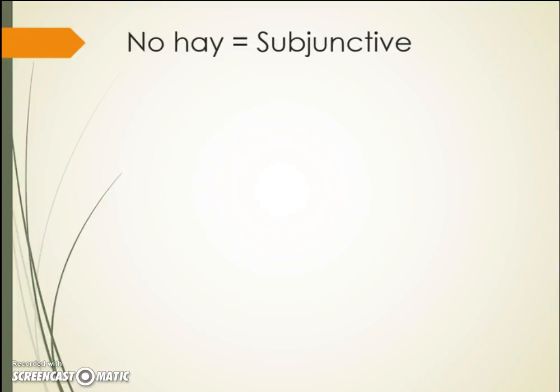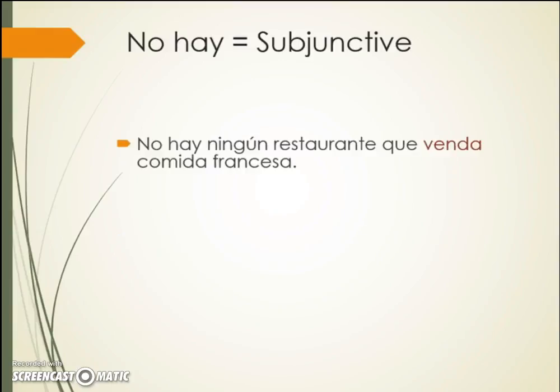When it is negative in a statement, whatever's in the adjective clause will also be in the subjunctive, because if I say there isn't, that means it doesn't exist. No hay literally means it doesn't exist. There isn't. So, no hay ningún restaurante que venda comida francesa. So here I'm saying there isn't any. Ningún means any. There isn't any restaurant that sells French food. So that selling French food, it's modifying restaurant, has to be in the subjunctive.